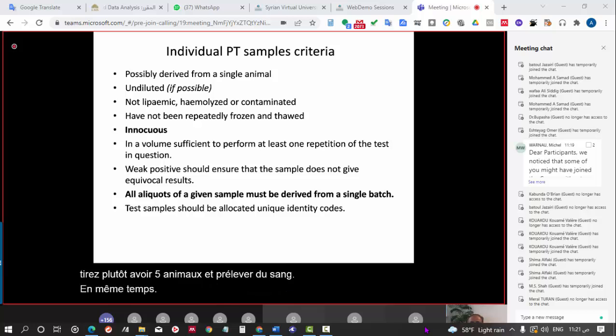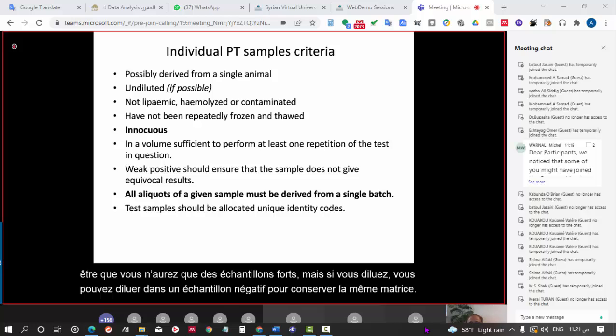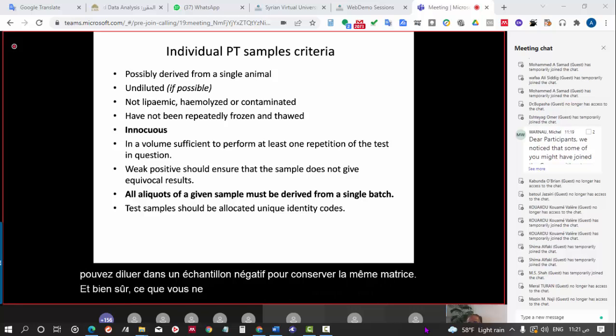Also, the samples should be undiluted. Of course, sometimes that is impossible. Maybe you will have only strong samples, but if you dilute, you can dilute in a negative sample to retain the same matrix. And of course, what you would not expect in your PT sample, also do not send to other laboratories. So the samples should not be lipemic, hemolyzed or contaminated. Avoid freezing and thawing, especially repeated freezing and thawing.